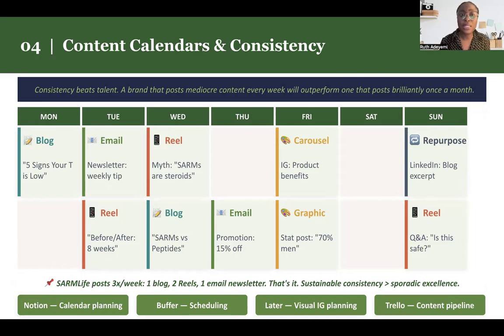But my point here with this slide is to let you know that when you have a calendar and you stick to it, because you could have a calendar and you don't use it, that's also another problem. But with your calendar, you use your calendar, it helps you to be consistent in this content marketing game.